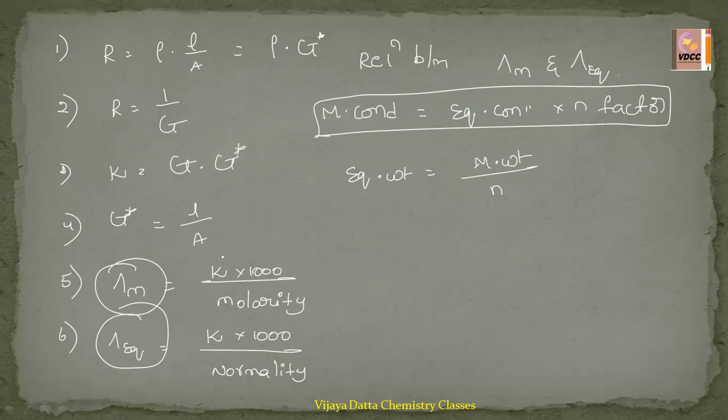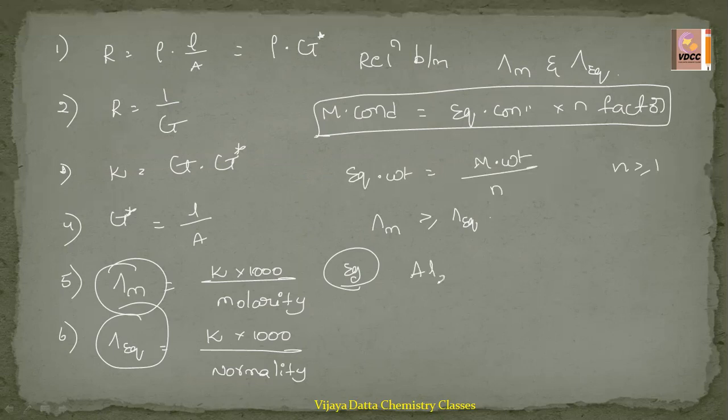Okay guys, now see here, n must be greater than or equal to 1, n is not supposed to be 0, right? Then with n greater than or equal to 1, molar conductance, cap M, is greater than or equal to cap equivalent. So this is the formula: molar conductance equals equivalent conductance into n factor. How to calculate? I'll take one example.